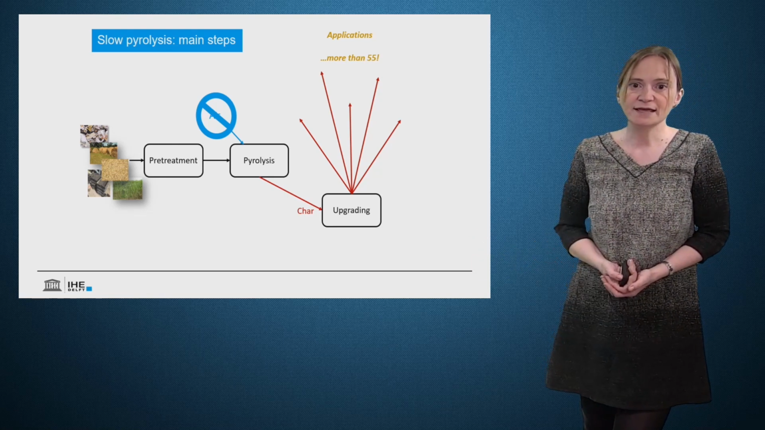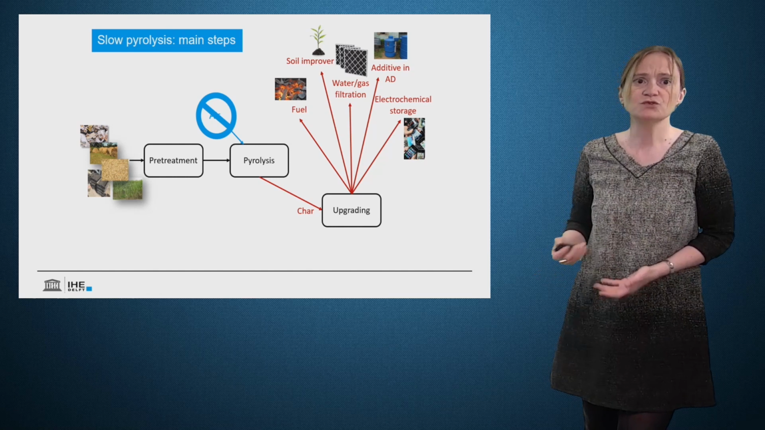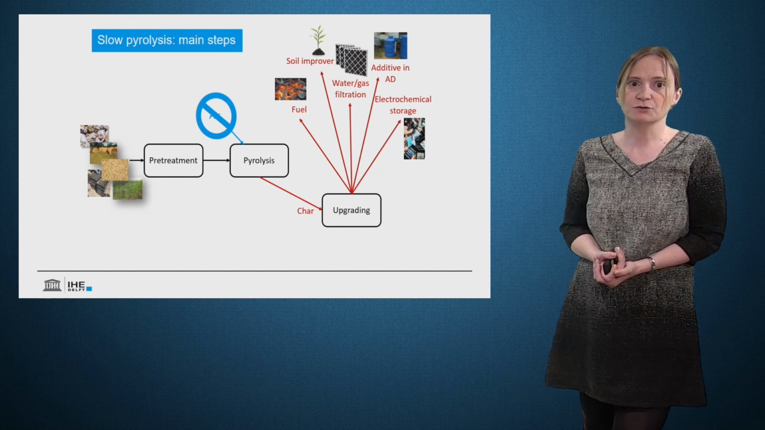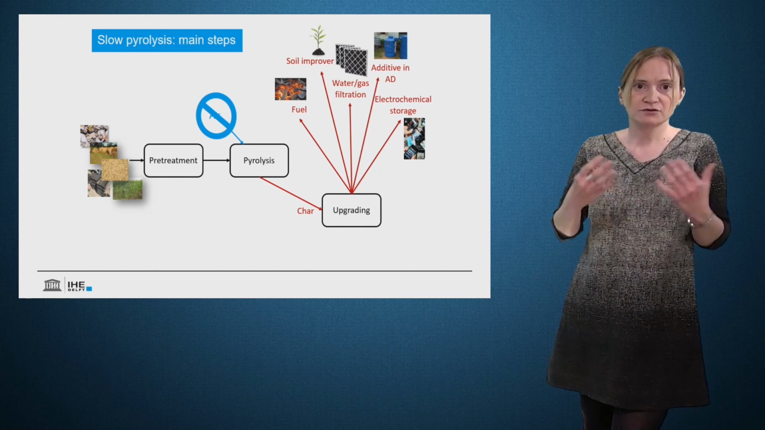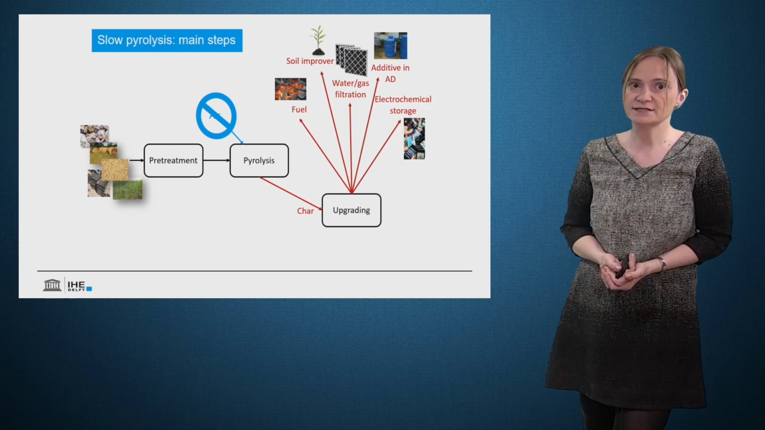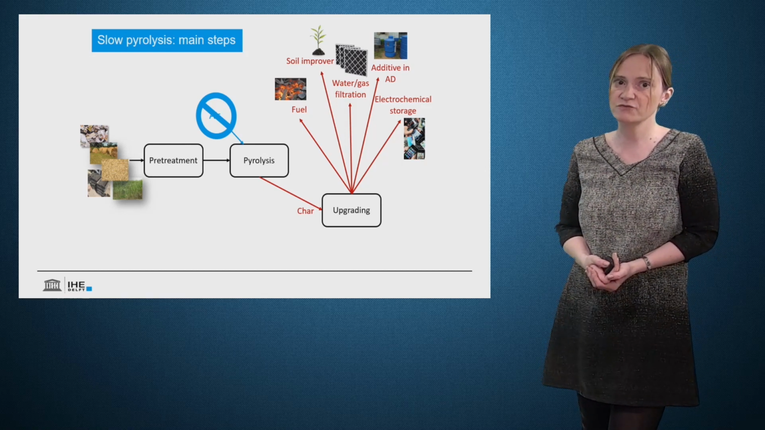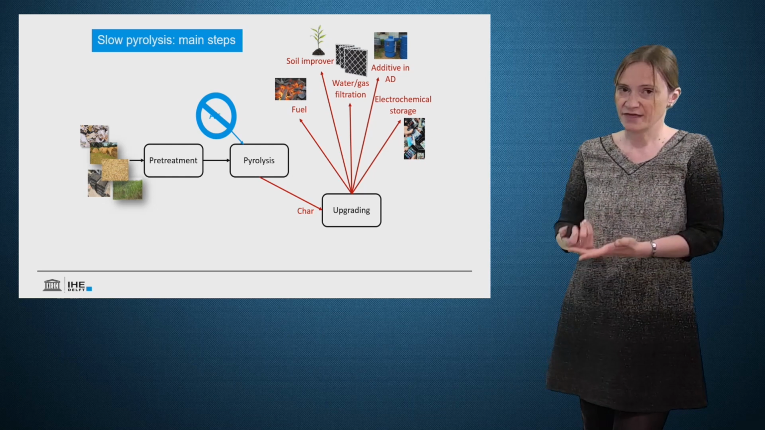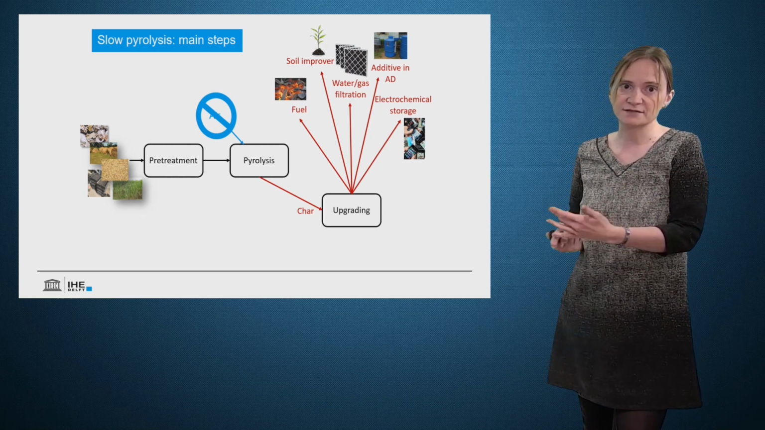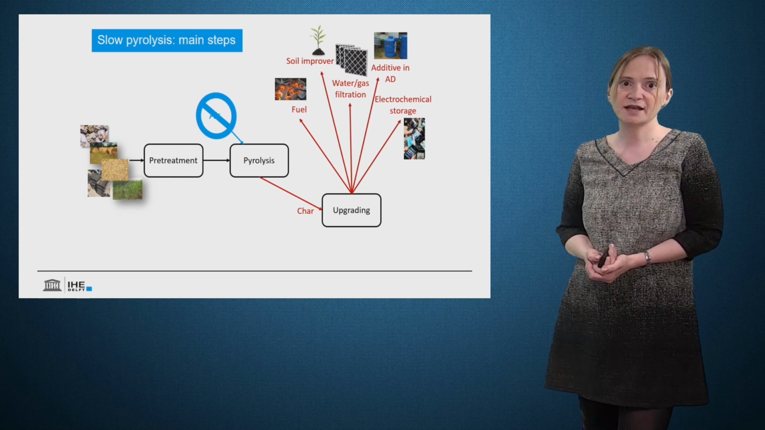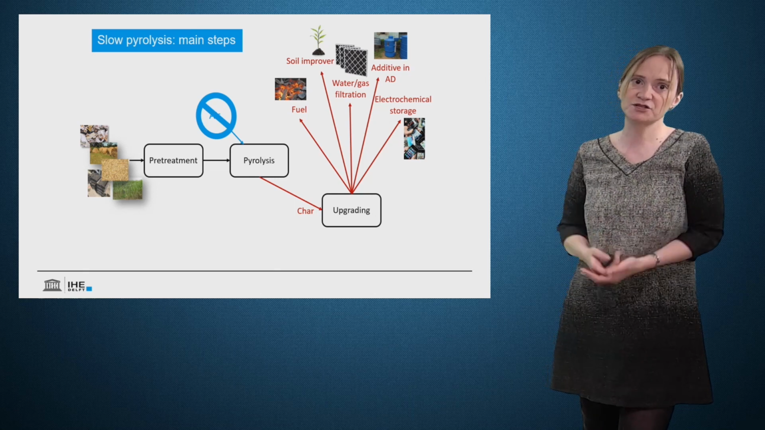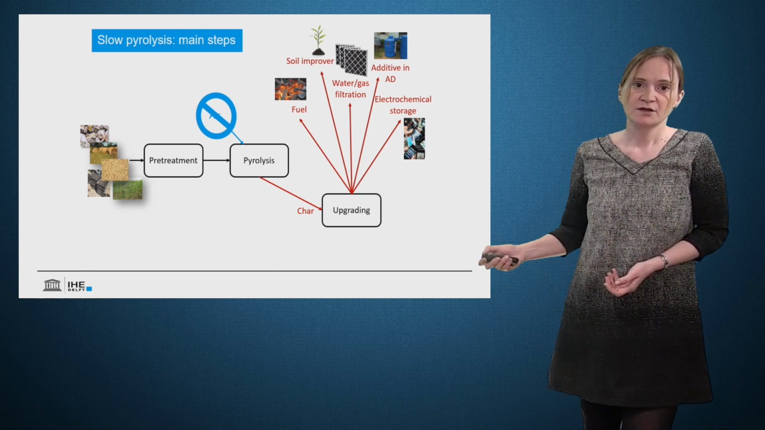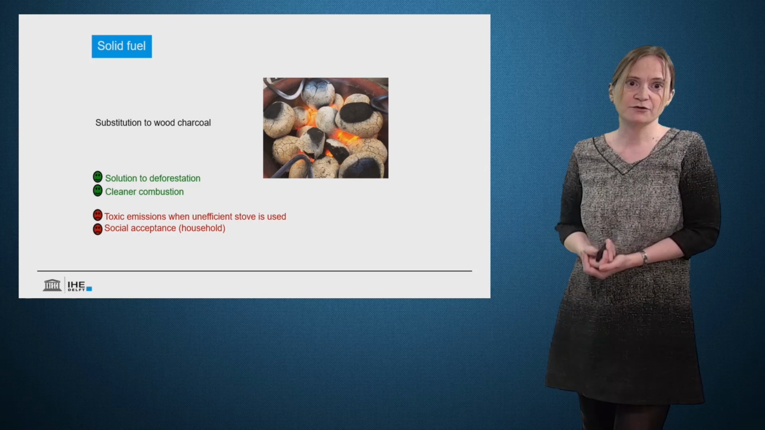The first one is the use of biochar as solid fuel, as more usually called charcoal. The second one is the use of biochar as soil improver to increase crop yields, then as filtration medium for gas or water, additive in anaerobic digestion, or for energy storage in battery. But let's start with solid fuel.